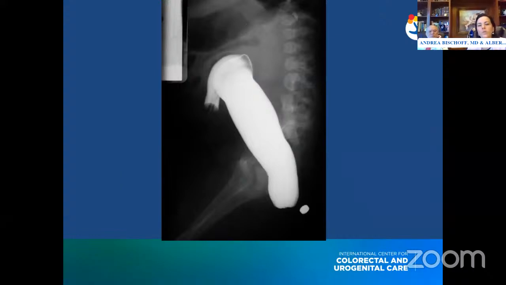What about this one? Everybody can vote. Here's the mucus fistula. This is the bowel. This is the anal marker. Rectoperineal, no fistula, bulbar, prostatic, or bladder neck.